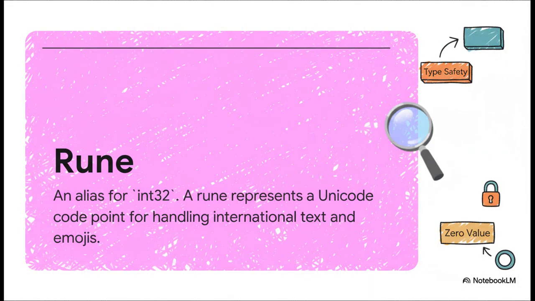Okay, but what about characters that aren't in the English alphabet? You know, like an emoji or characters from other languages? That's where the rune type comes in. A rune is really just a number, an int32 under the hood, but it represents a single Unicode character. This is Go's secret weapon for handling international text flawlessly. So yeah, your Go apps can handle rocket ship emojis right out of the box.